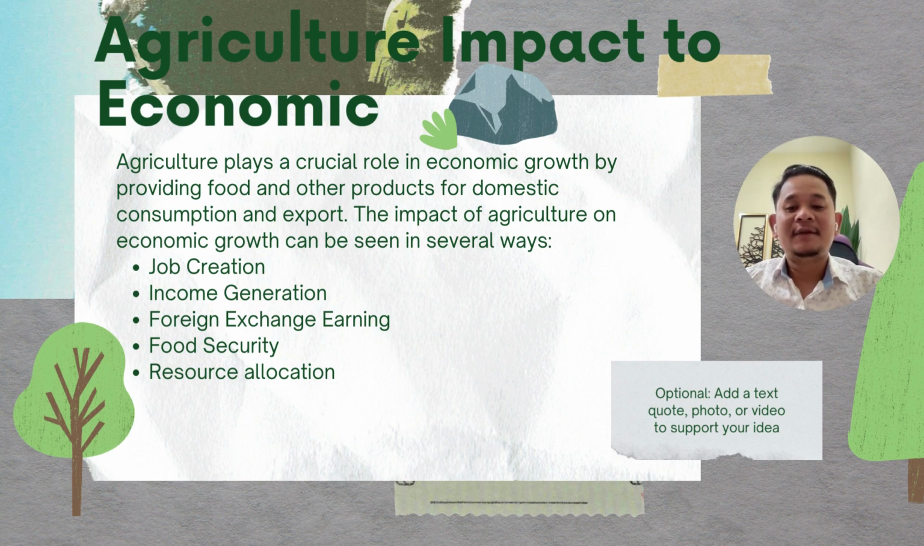Second, income generation. Agriculture is a major source of income for many households, particularly in rural areas. This can help to improve the standard of living and reduce inequality. The third, foreign exchange earnings. Exporting agricultural products can generate foreign exchange earnings for a country, which can help to improve the balance of trade and support the development of other sectors.